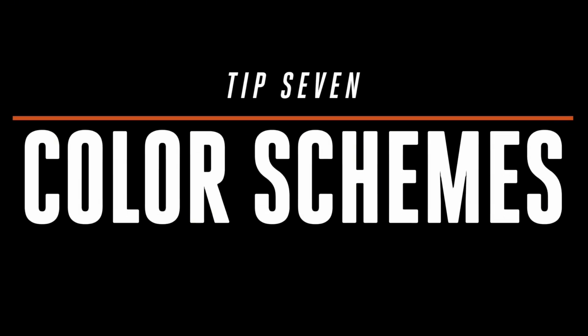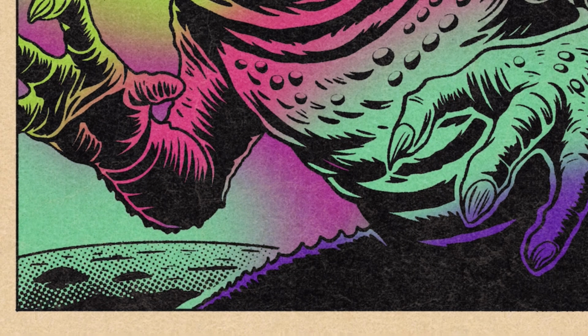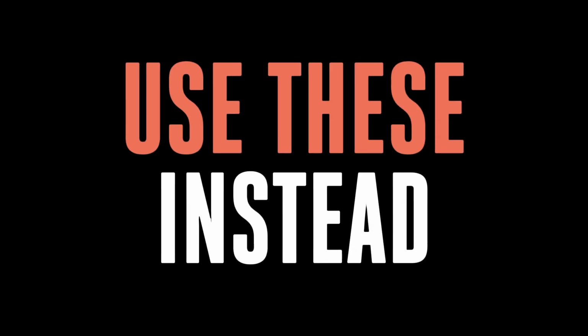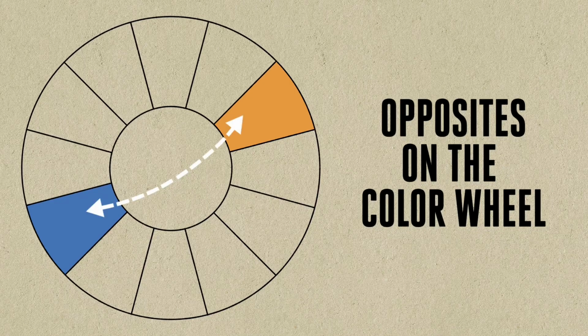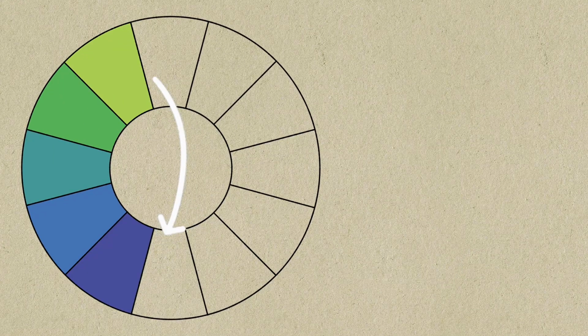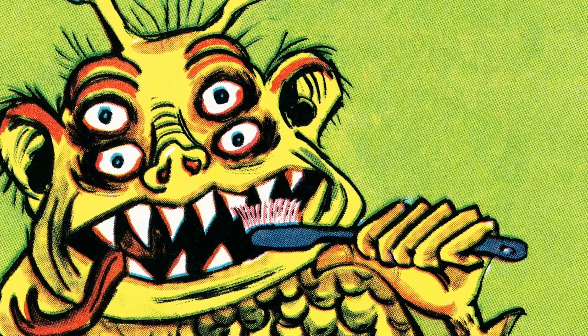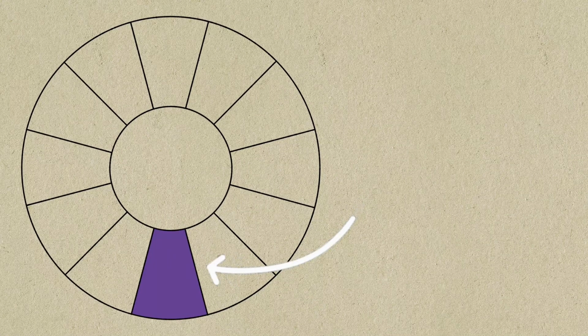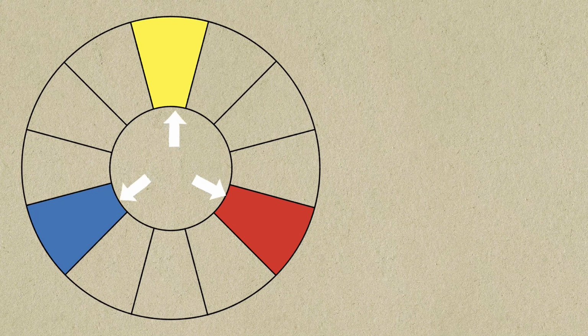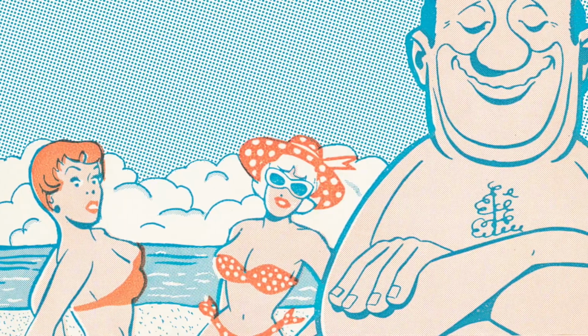Tip 7. Get to know color schemes. Stop throwing random colors together and hoping for the best. Use these foolproof schemes instead. Complementary. Opposites on the color wheel. High contrast and high drama. Analogous. Colors that are next to each other. This is smooth and easy on the eyes. Monochromatic. One color, different values. Minimalist, stylish, kinda moody. And triadic. 3 evenly spaced colors. This is balanced and bold.